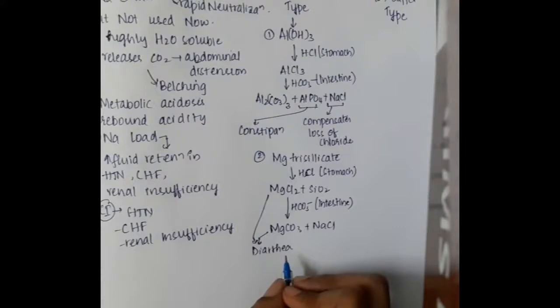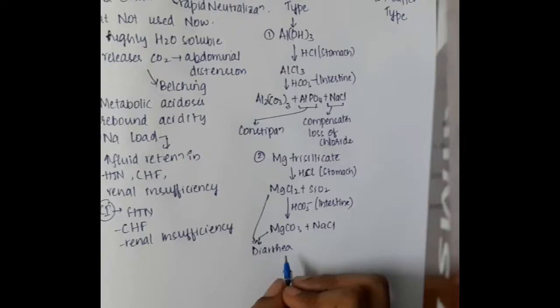See, aluminium hydroxide goes to aluminium chloride, whereas magnesium trisilicate goes to magnesium chloride; both these occur in the stomach in the presence of HCl. After the action of HCl in the stomach, this aluminium chloride and magnesium chloride will pass through the duodenum and reach the intestines. In the intestines, in the presence of HCO3 minus, that is bicarbonate, aluminium chloride will form aluminium carbonate and phosphate, whereas magnesium chloride will form magnesium carbonate and sodium chloride.